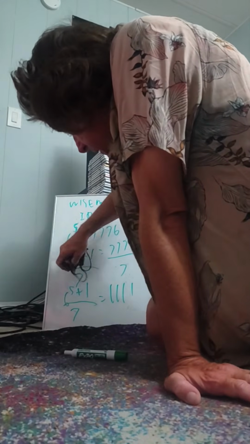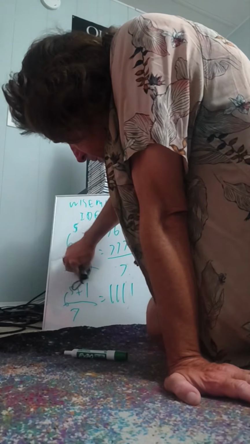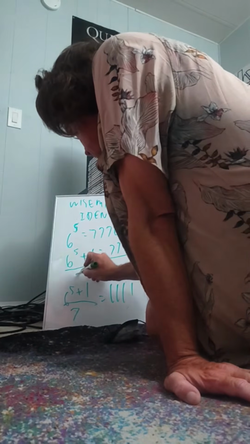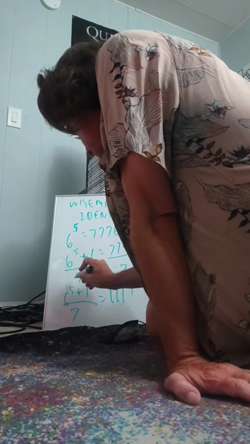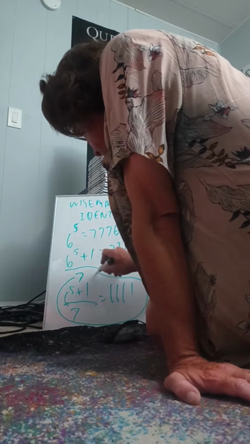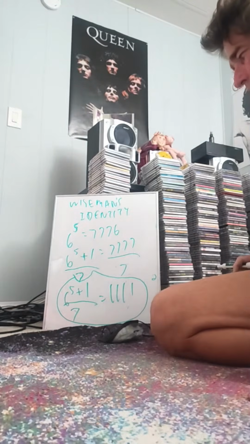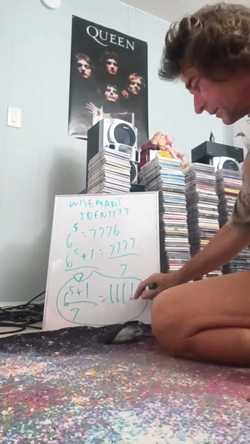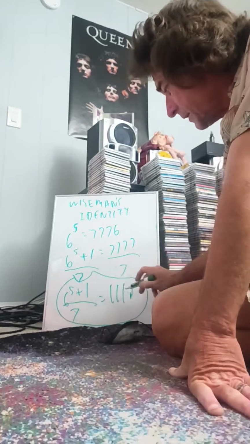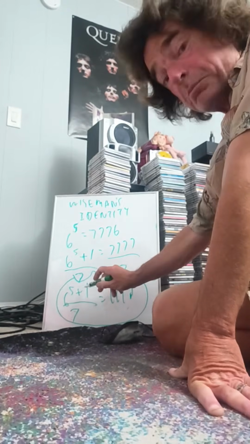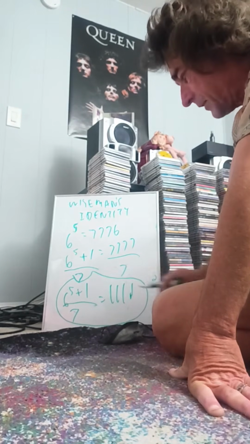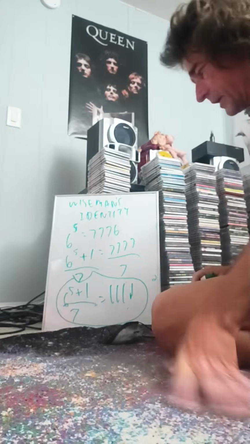I didn't draw that very well. That's Weismann's identity. 6 to the 5th power plus 1 all over 7 equals 1,111. I think that's interesting. It's got a digit 1 like the thumb, and 4 digits here like the 4 fingers, making 5 ones like our hand.